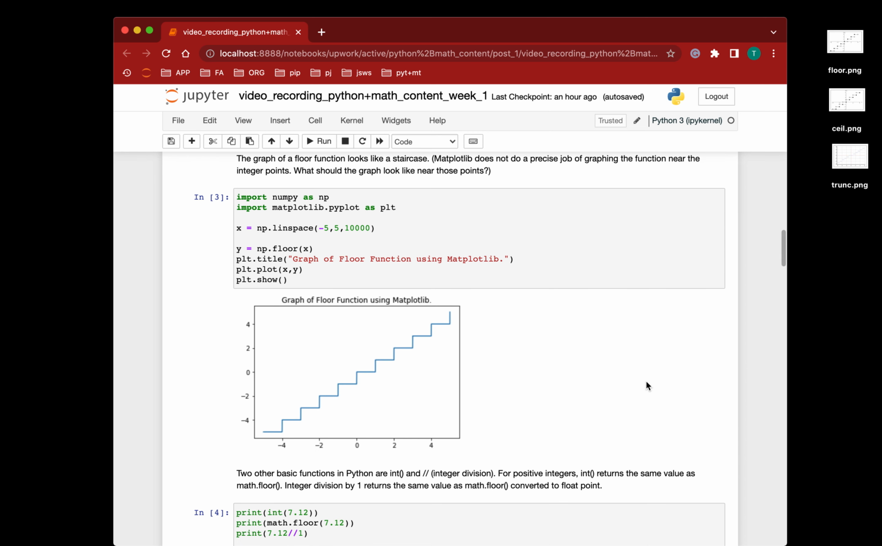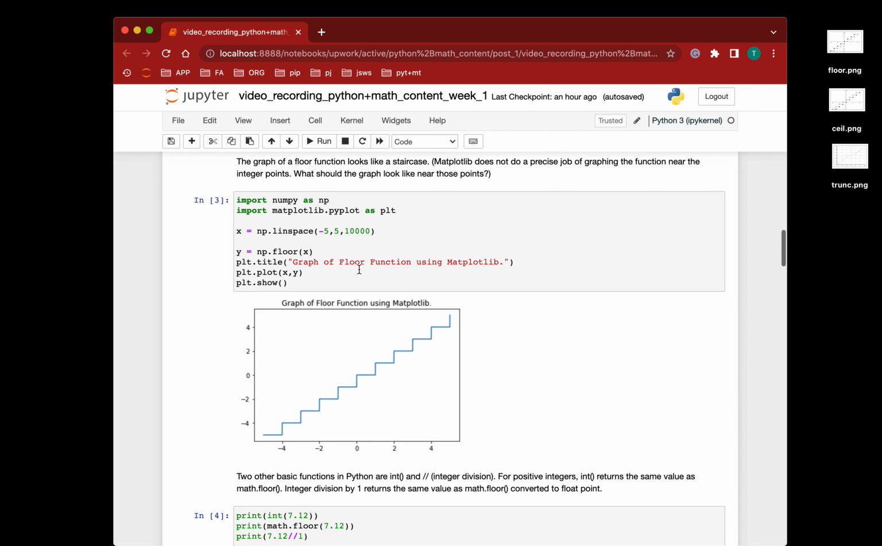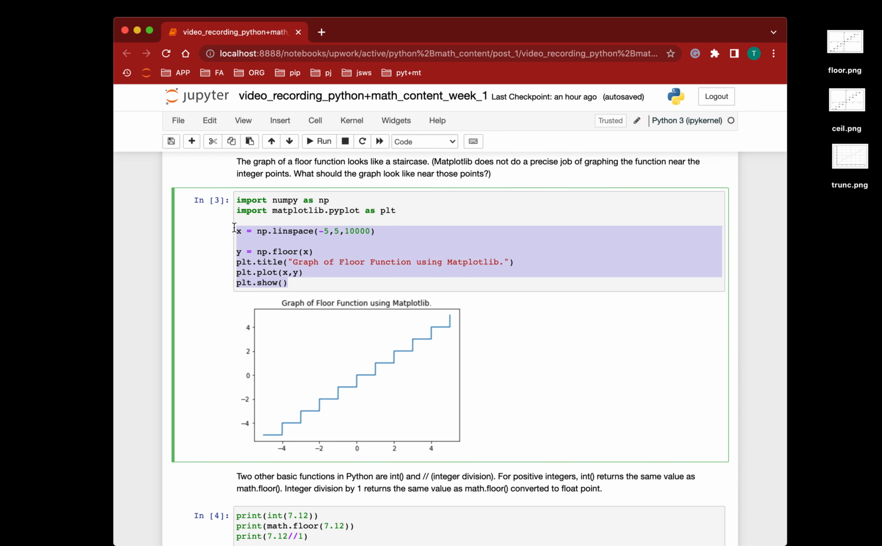Next, let's look at the graph of the floor function. Graphs are really nice to look at when you want to try to understand behaviors of functions, because you'll see how the function grows or how the function is related to other functions with similar graphs. So the tools for this are the matplotlib and the numpy libraries. With this piece of code, we can graph out the floor function.